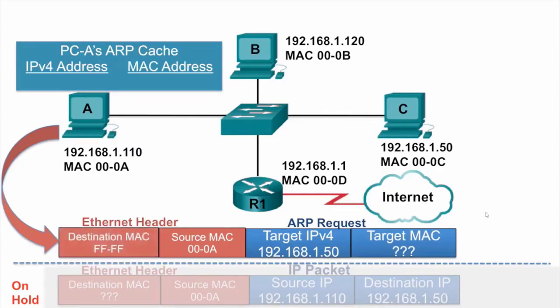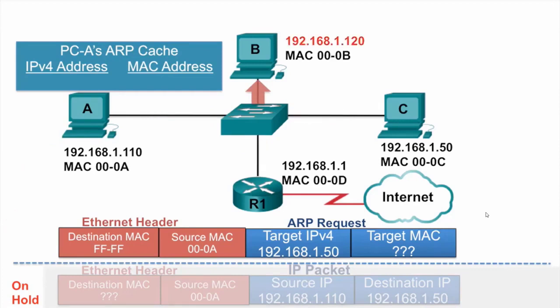The ARP request is sent as a broadcast, so everybody on the network will need to examine this Ethernet frame and process the ARP request. So PCA sends it to the switch. Because it is a broadcast, the switch will flood it out all ports except for the port that it came in on.